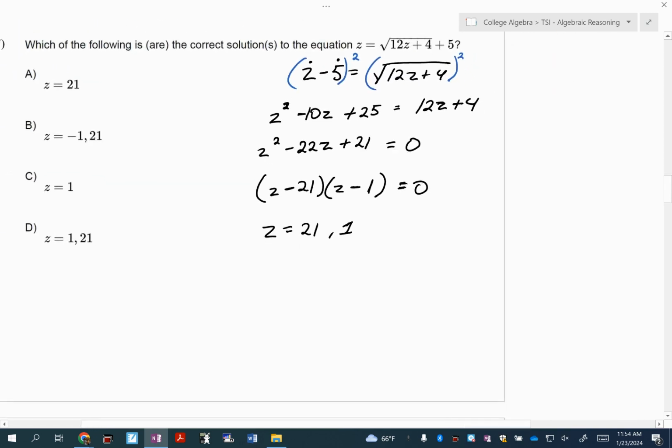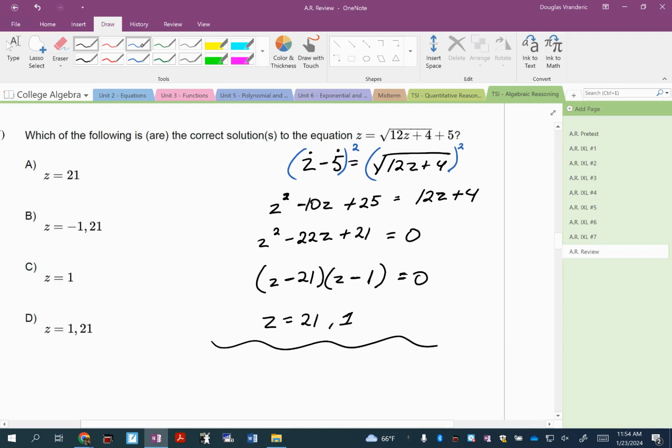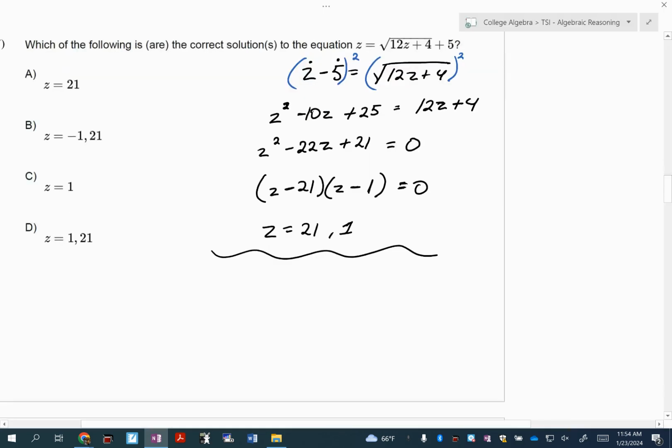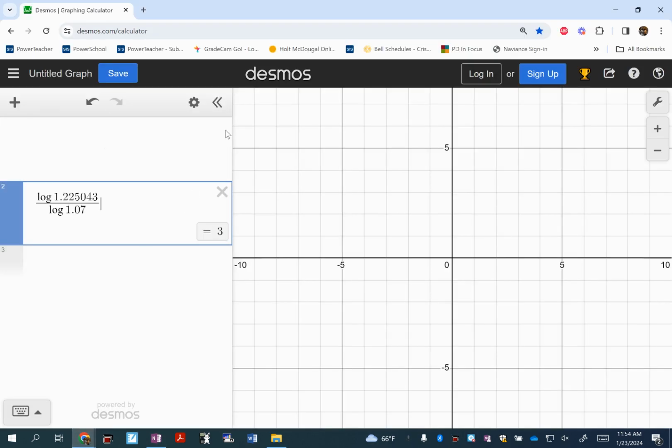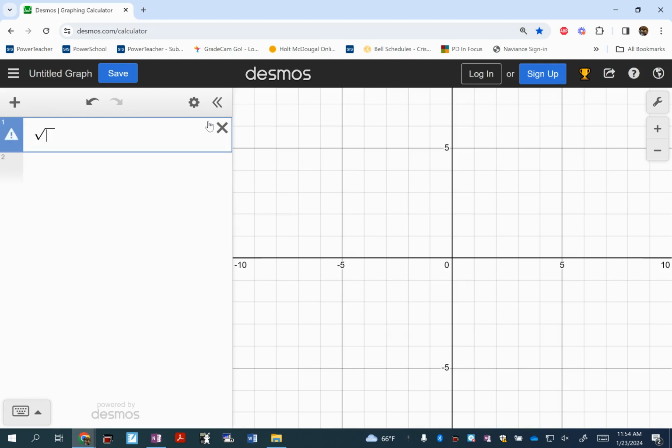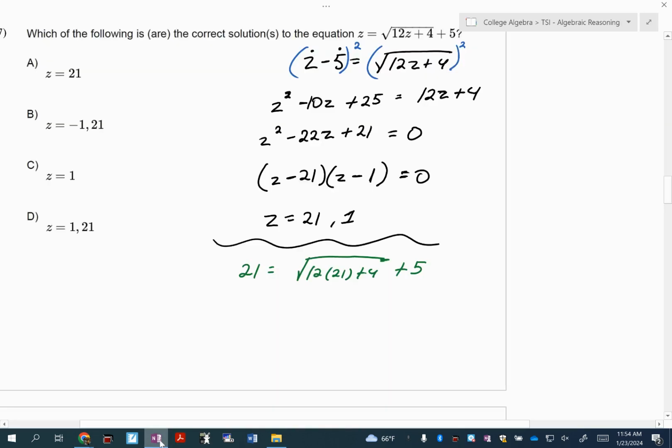When you do this, you do need to check for what we call extraneous solutions. So those are answers that you got with your work, but when you plug it back in, it's not going to make any sense. So if I try 21, so 12 times 21 plus 4, and then plus 5. 12 times 21, let's do a square root of that. 12 times 21 plus 4 is 16, and then 16 plus 5 is 21, so that works.